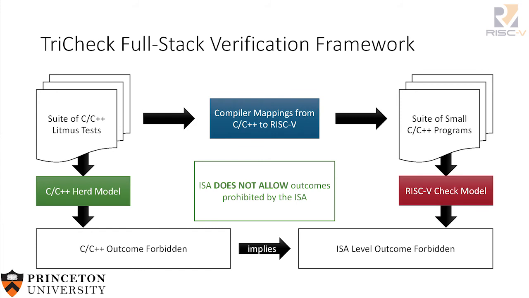So just to reiterate, the two cases we're looking for: this is the case where C++ is weaker than what the ISA implements, so maybe performance is left on the table. And this is the bug case that we need to look for, when the ISA allows outcomes that are prohibited by C++.